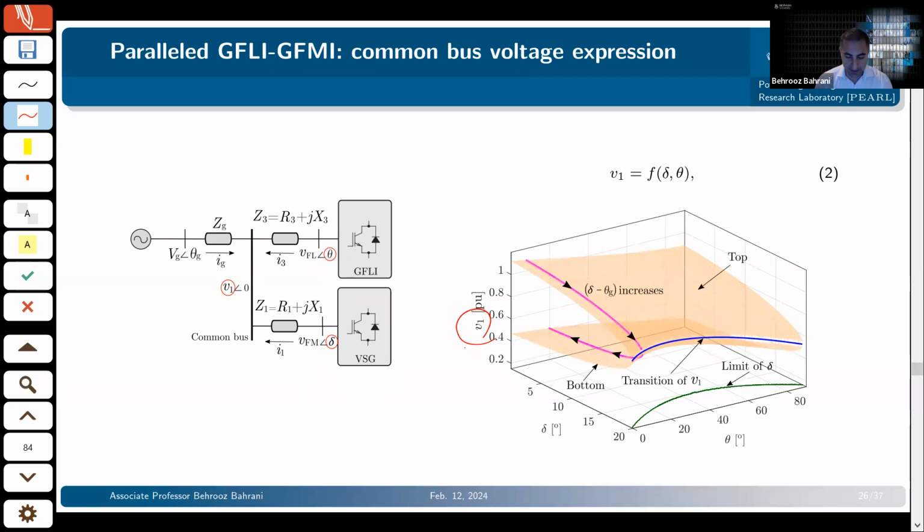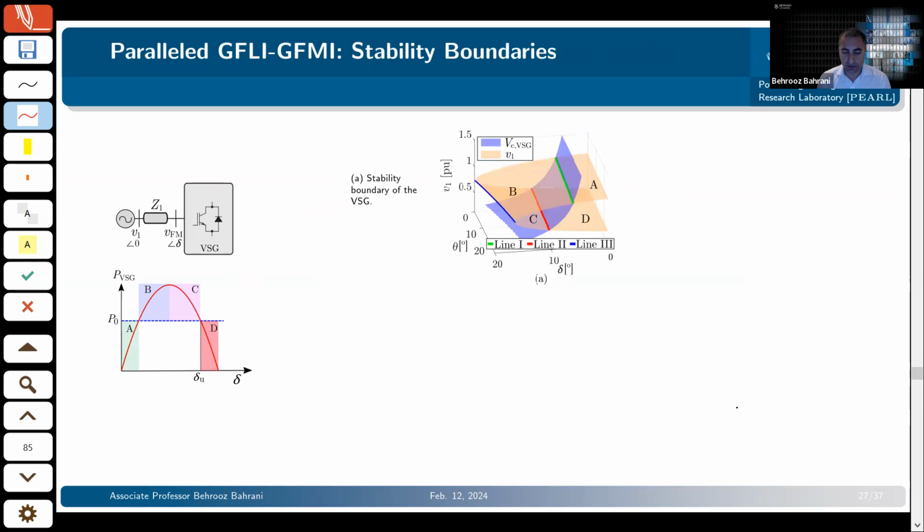So the voltage at that point is a function of your delta and theta. So it actually has this very strange shape. All the equations for that are in the paper that we published, and I have already put it in the slides, and you'll see what it is. But using this can help you to determine different boundaries for the stability of each of these grid forming and grid following inverters. If we had only a grid forming inverter, this would be what you were after, right?